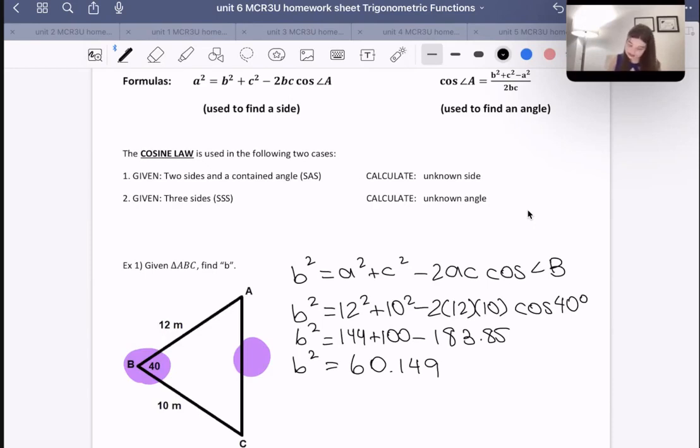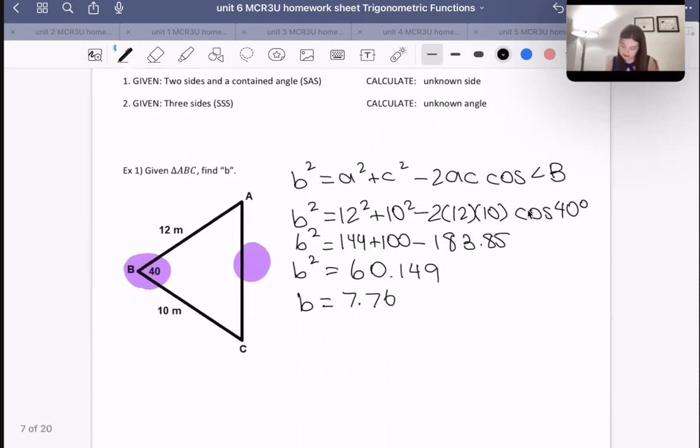And I'm going to end up with b equals 7.76. Okay, so that's going to be my final answer. That side b is 7.76. Which, that's interesting, actually. I thought it might be larger than that, but you know what?